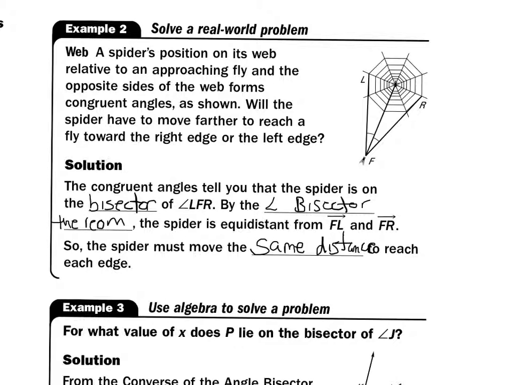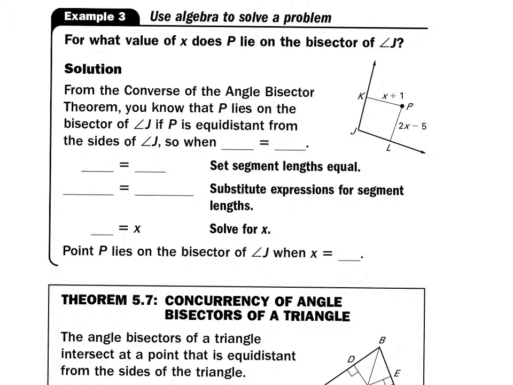Use algebra to solve a problem. For what value of x does P lie on the bisector? Well, we want P to be the same distance from K as from L. So we're just going to set the two segment lengths as equal. x plus 1 is 2x minus 5. Subtract x, so we get x on this side, add 5, so x equals 6. Point P lies on the bisector of angle J when x is 6.